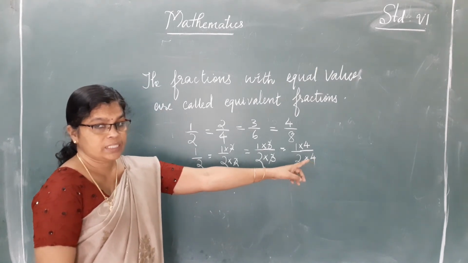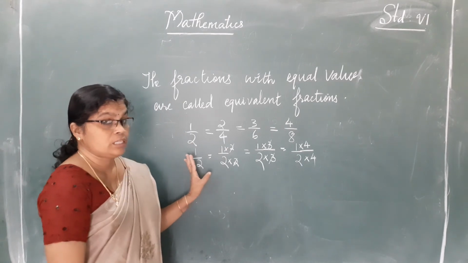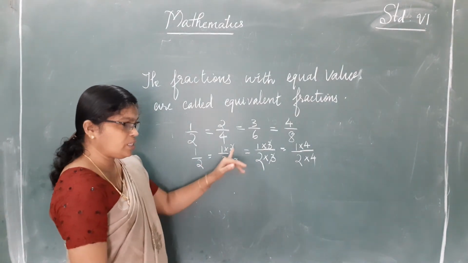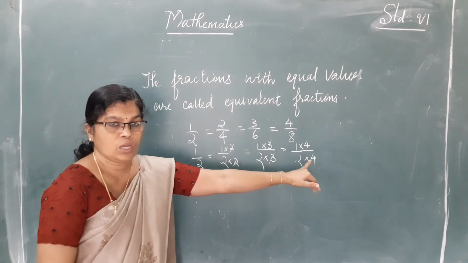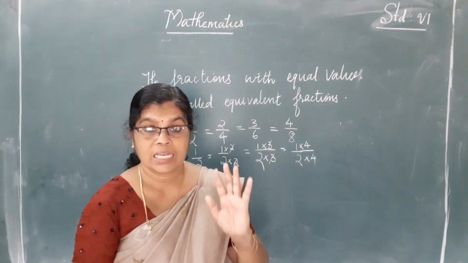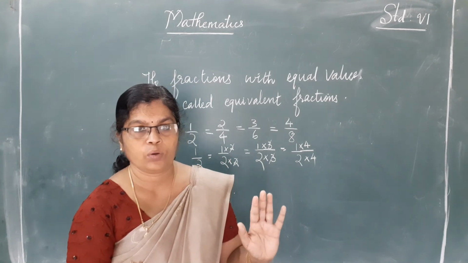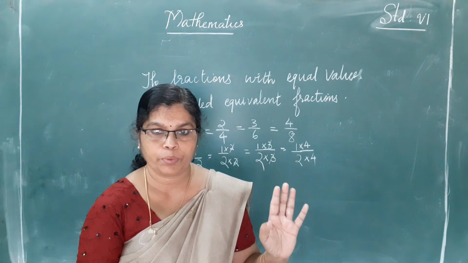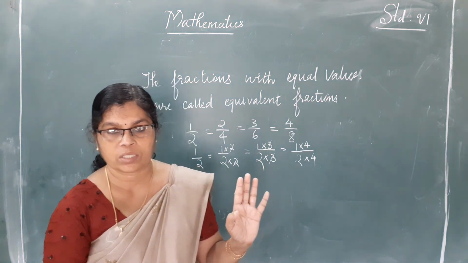Understand? So that means these fractions have the same value. That means 1 by 2, 1 by 2, 1 by 2, 1 by 2. So the fractions having same value or equal value are called equivalent fractions. Okay children, I hope you understood what are equivalent fractions.